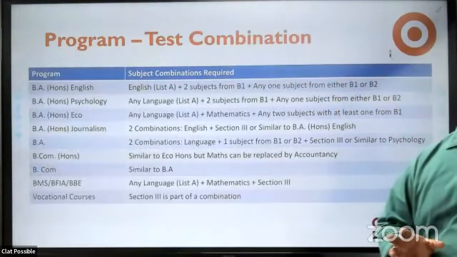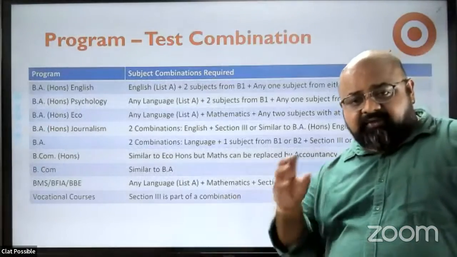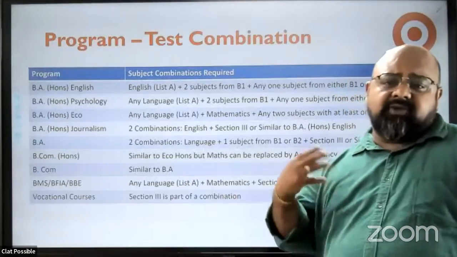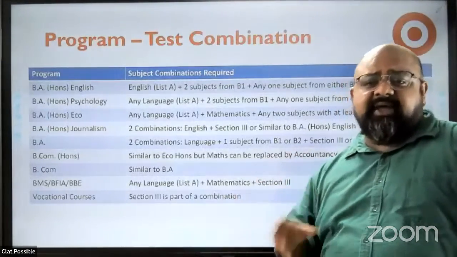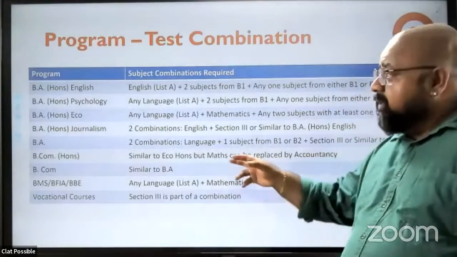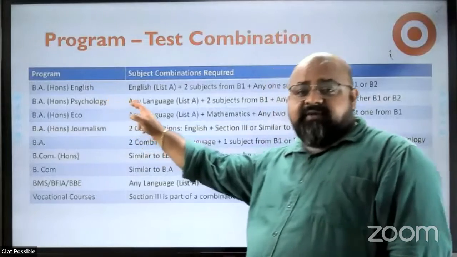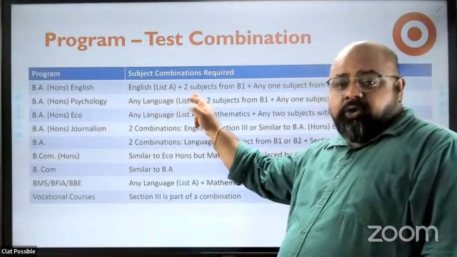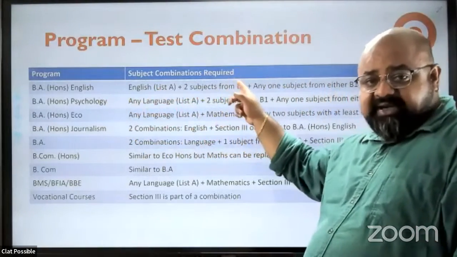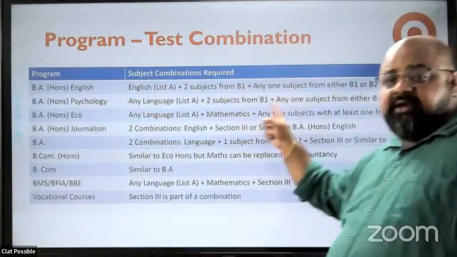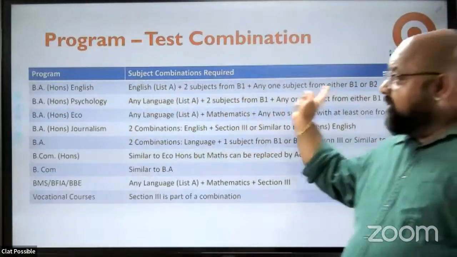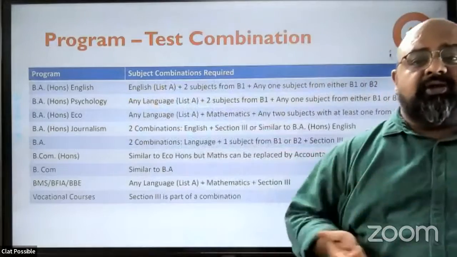Now, this is the kind of combination that you can look at. I've taken a few popular programs a lot of students apply to, where the maximum number of seats are, just to show you how it works. Suppose I want to apply for B Honors English. I will have to choose English from list A, 2 subjects from B1, and any one subject from either B1 or B2. With these 4 subjects, I can apply to B Honors English.